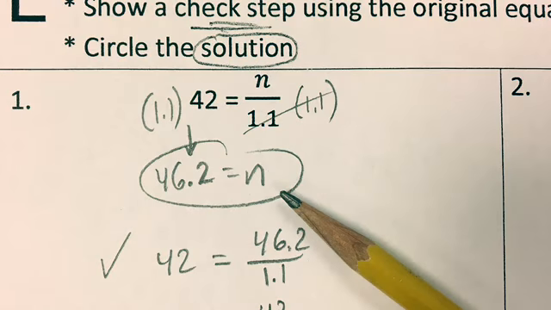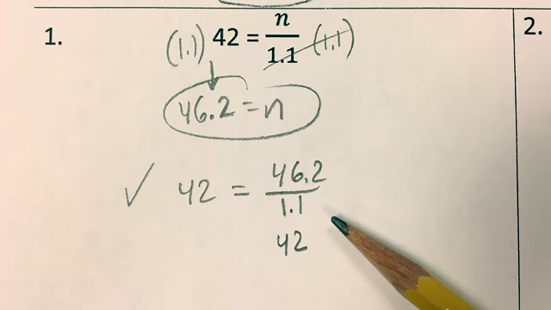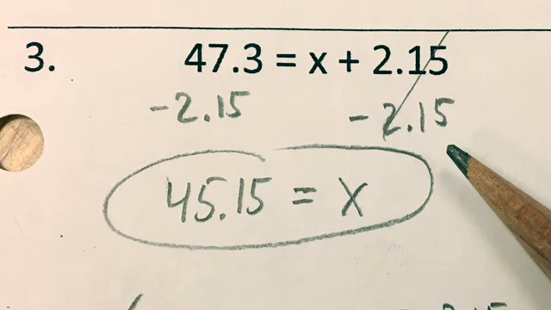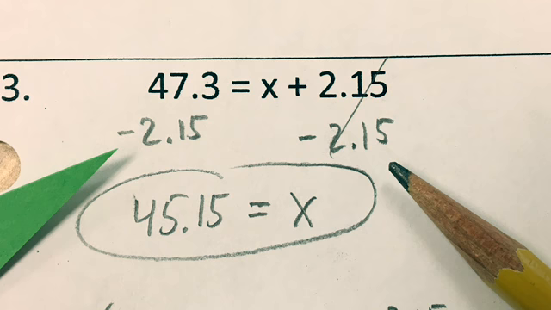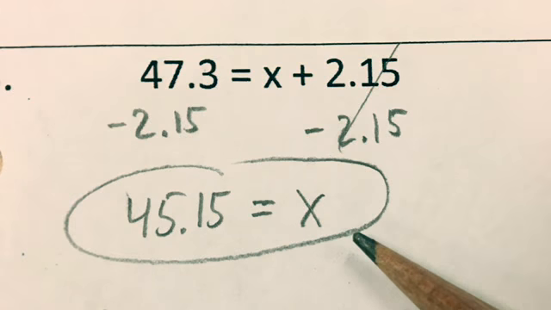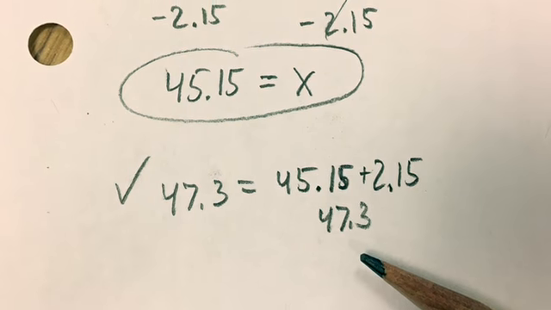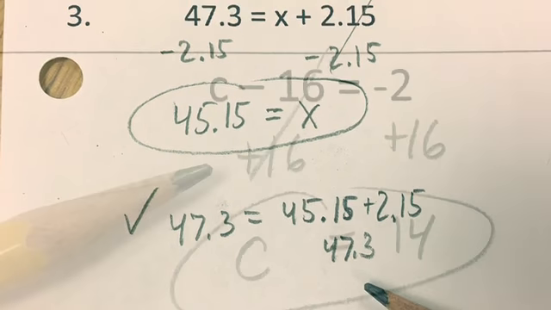You notice n is now by itself, and you use the check step to substitute in 46.2 for n, and you see that it checks. 46.2 is the solution. The next equation, the inverse operation is subtract 2.15 to both sides. Get x by itself. Do the check step by substituting, and you know your solution's correct.